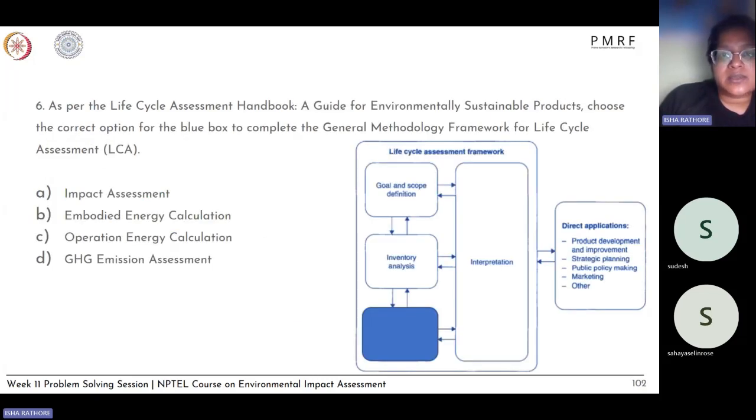As per the Life Cycle Assessment Handbook, a guide for environmentally sustainable products, choose the correct option for the blue box to complete the general methodology framework for life cycle assessment. Does the blue box indicate A, impact assessment, B, embodied energy calculation, C, operational energy calculation, or D, greenhouse gas emission assessment? So from figures also you can get questions like in hierarchies and things, you can get questions like these.